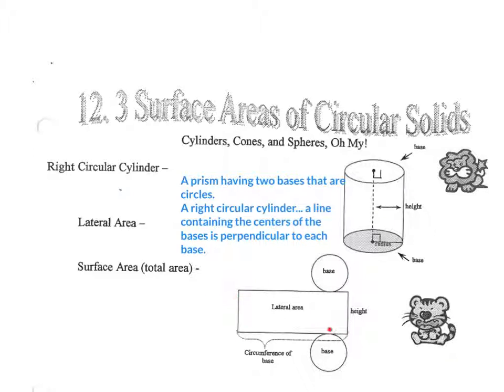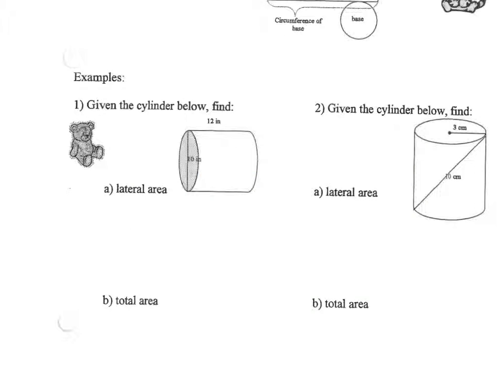So the lateral area would just be the height times this part right here, which, if we rolled the can back up, would be the circumference of the circle. So your lateral area would be the height of the cylinder and the circumference of one of the bases. Then you would find the area of the circle and add two of those to the lateral area to find your total area. So let's try it out.